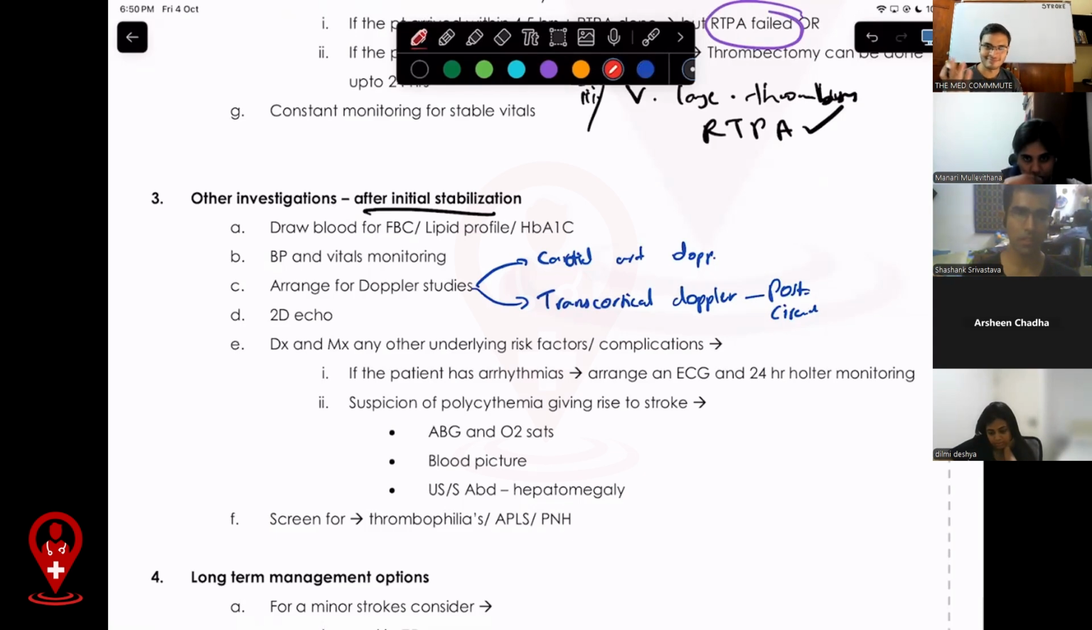Check the valvular heart disease, mitral stenosis, AF. Excellent, right? Valvular heart disease, mitral stenosis, AF. That's it, nothing complex here. And one more, infective endocarditis vegetations. That also we can check.